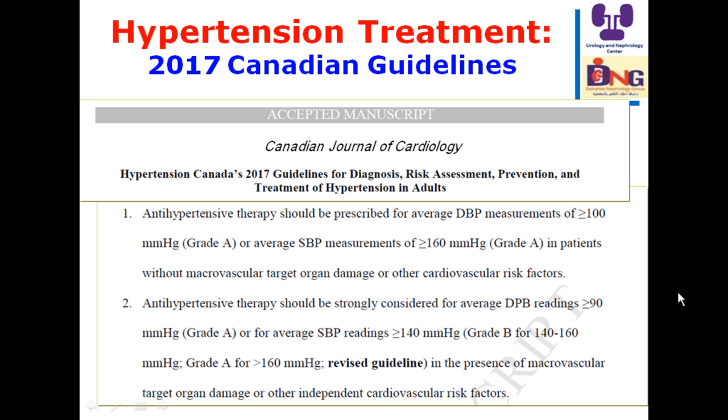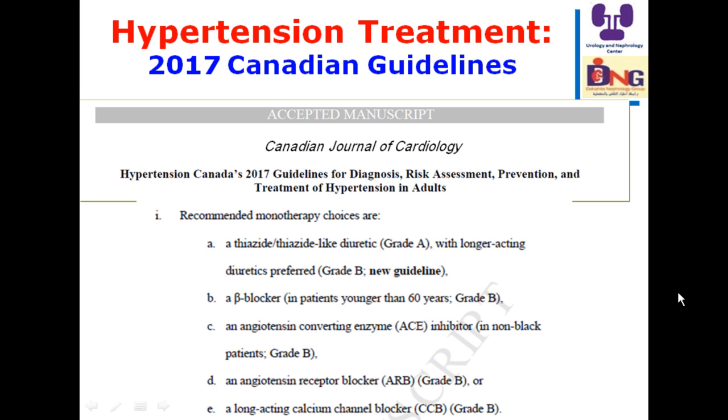Antihypertensive therapy should be strongly considered for average diastolic above or equal to 90, systolic above or equal to 140, grade B, in the presence of macrovascular target organ damage or other independent cardiovascular risk factors. So we treat the patient overall. We should evaluate the risk first before deciding the treatment. This is a very interesting point. If there are cardiovascular risk factors, we treat earlier, at the level of 140 and 90, as I mentioned.